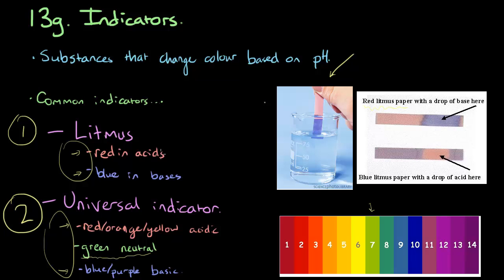So that's really the essential need to know things. You need to be able to take observations either with litmus or universal indicator and be able to link those to the acidity or basicity of the substance.